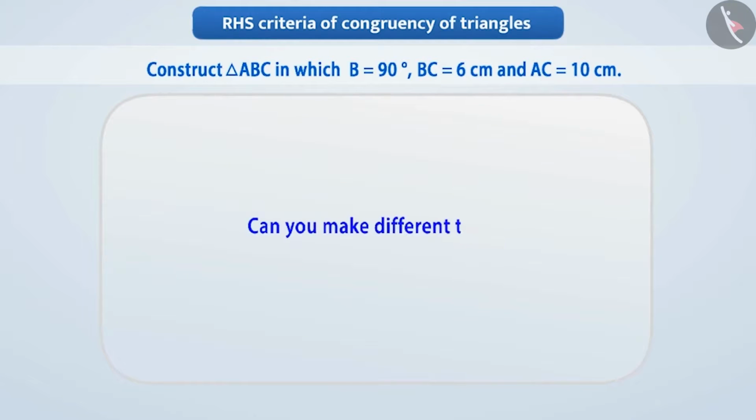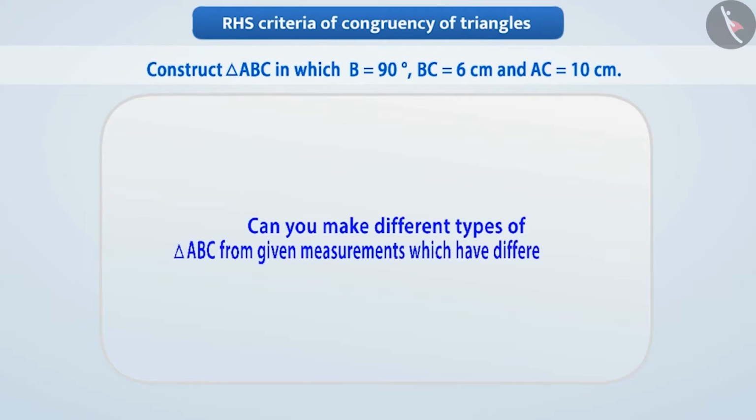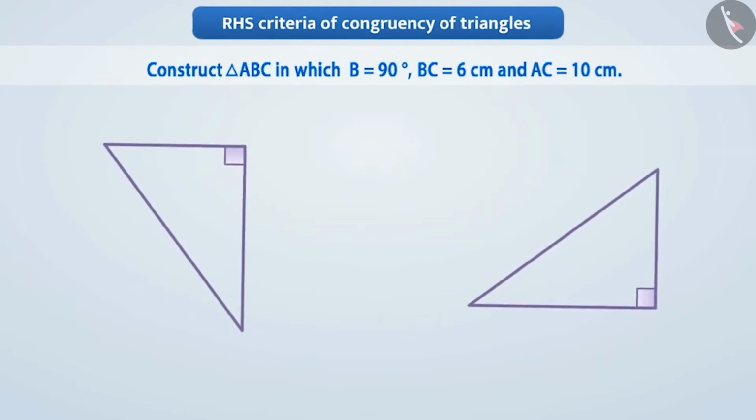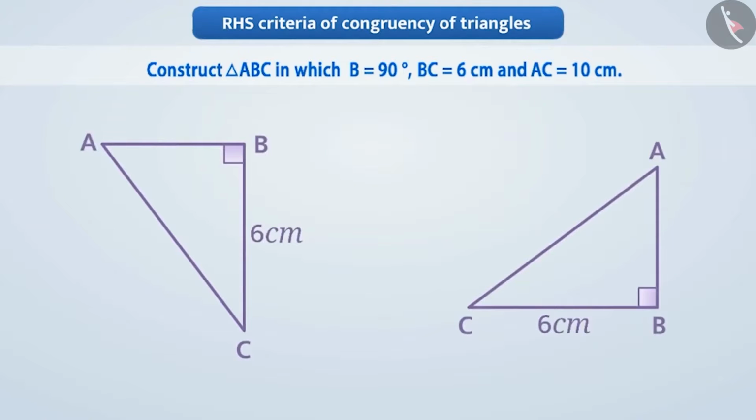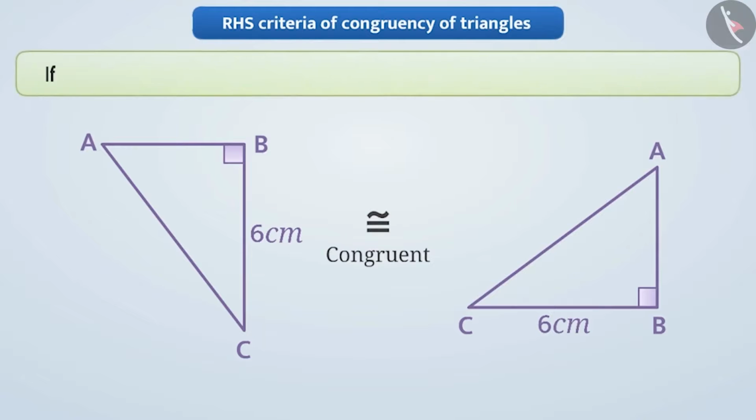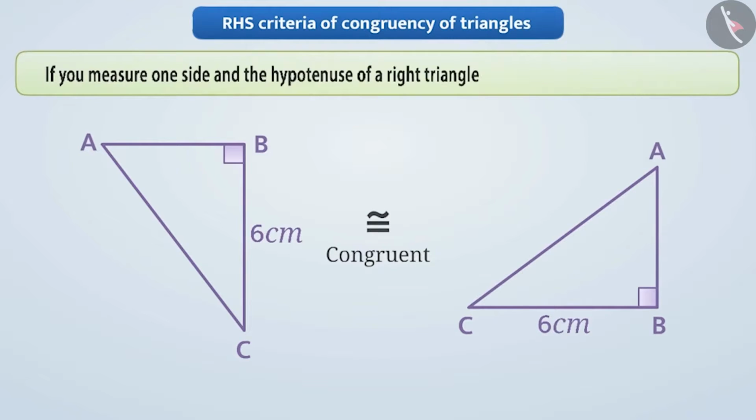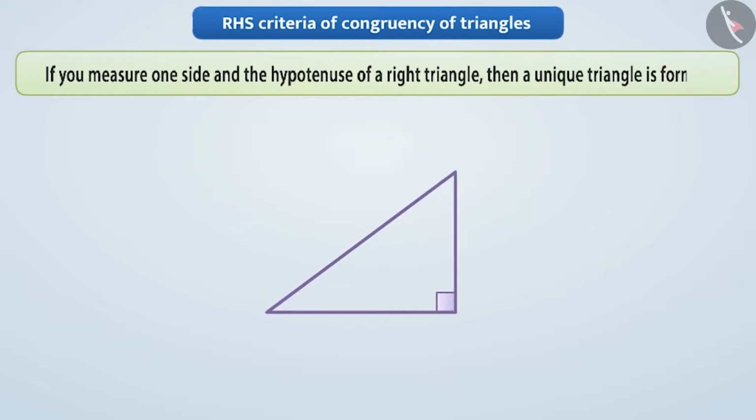Can you make different types of triangle ABC from given measurements of different sizes? Try pausing the video. You will get equal-sized triangles in each case. That is, you will get congruent triangles. From this we know that if the measurement of a side and hypotenuse of a right triangle is given, then a unique triangle is formed.